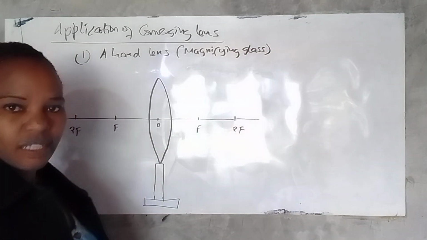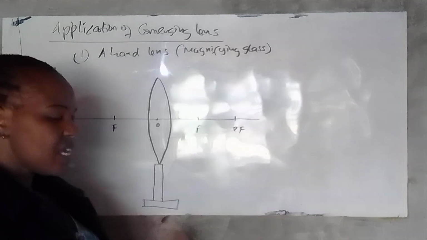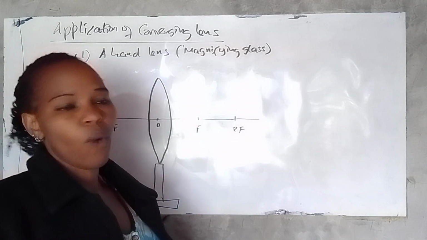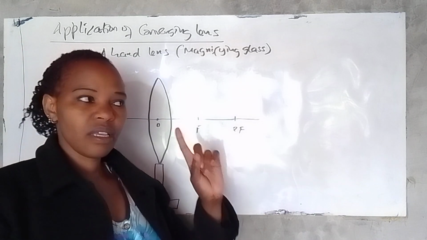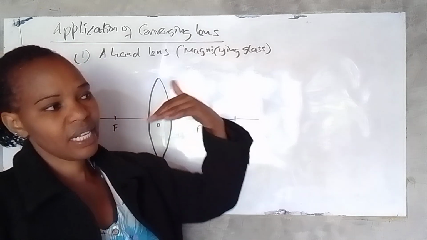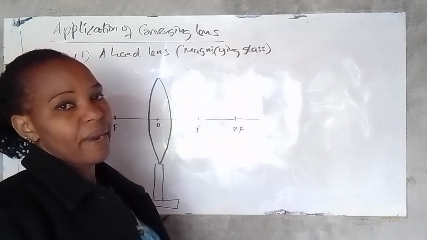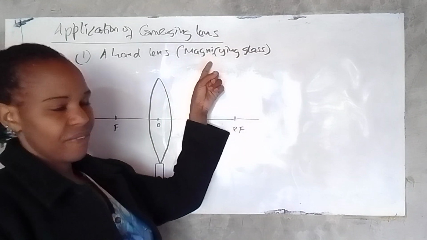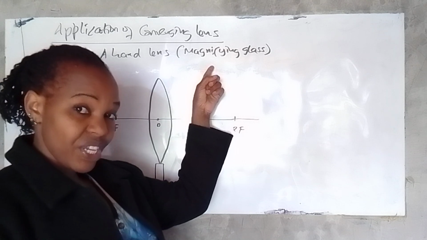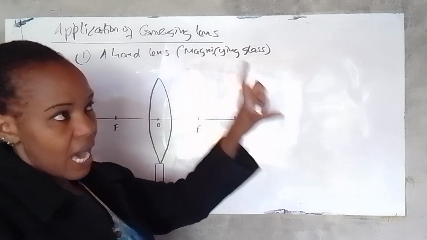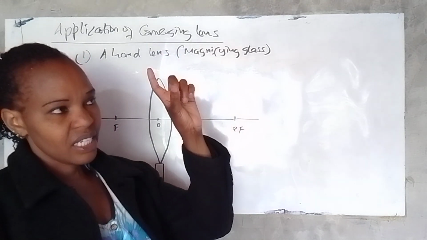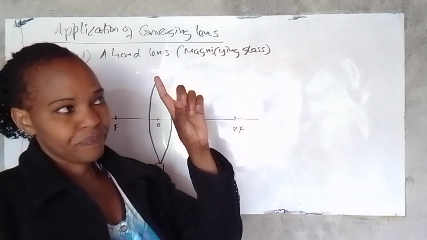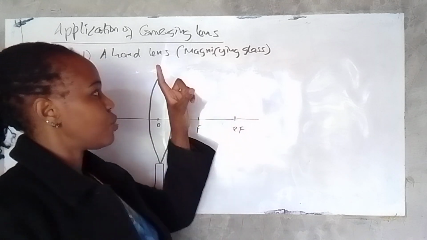We use a hand lens as a magnifying glass. And the image we form from a hand lens should be upright. We don't want an inverted image. It should be upright, and it should be magnified. That's why we talk about magnification, magnifying glass.